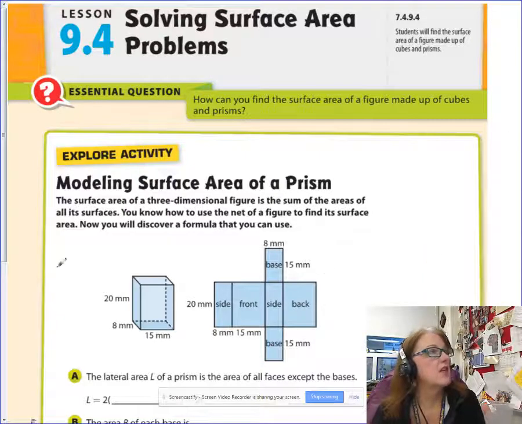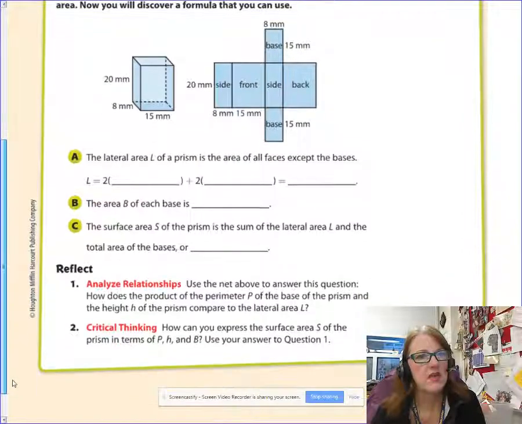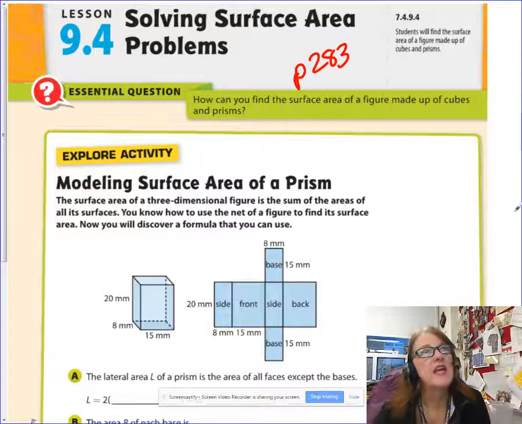Okay, so what I need you to do, make sure you got your book and your pencil. This is page 283 in your Go Math 7 book. All right. And it says, how can you find surface area? This is our essential question today, of figures made up of different types of cubes and prisms, and what does it look like?